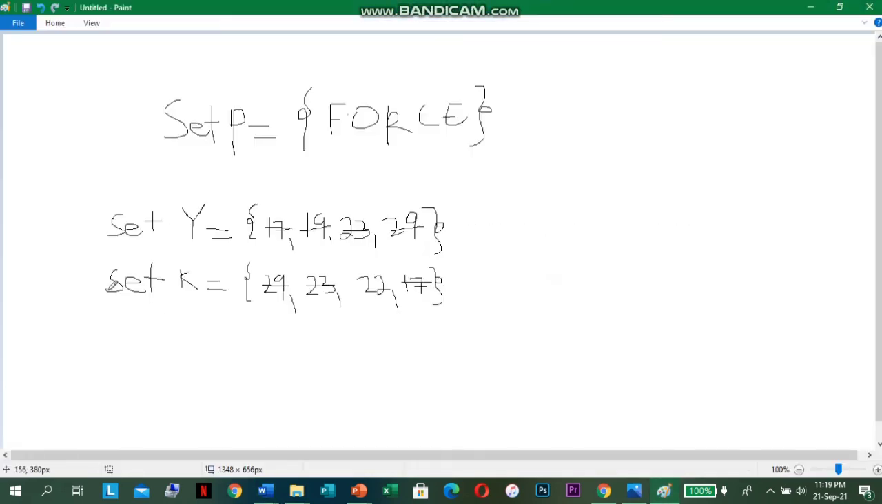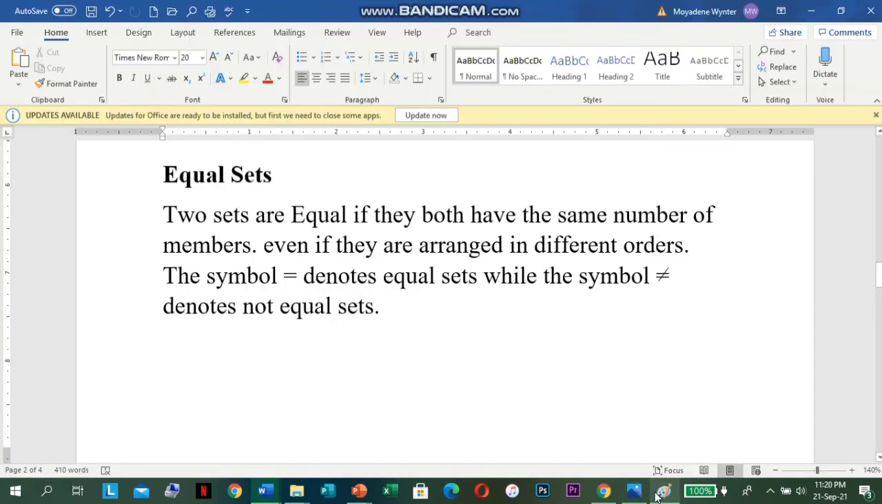Before I move along, let me just write this, that set Y is not equal to set K. Set Y is not equal to set K. This is what it means. All right, let us move along.